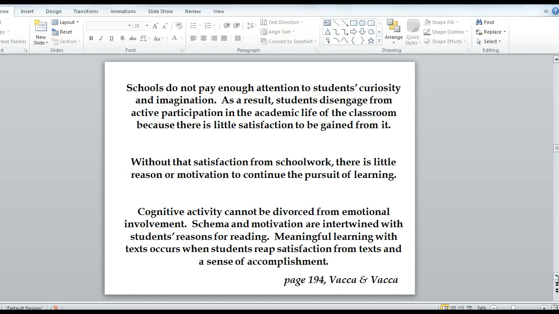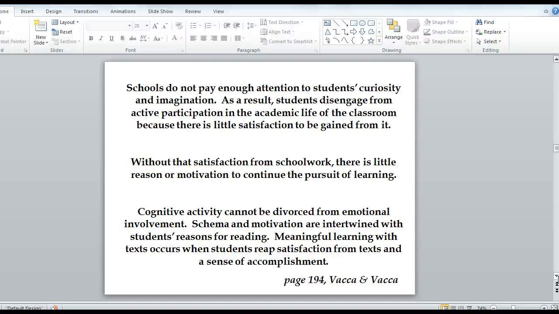And these are just some very relevant quotes. Schools do not pay enough attention to students' curiosity and imagination. As a result, students disengage from active participation in the academic life of the classroom because there's little satisfaction to be gained from it. Without that satisfaction from schoolwork, there is little reason or motivation to continue the pursuit of learning. Cognitive activity cannot be divorced from emotional involvement.